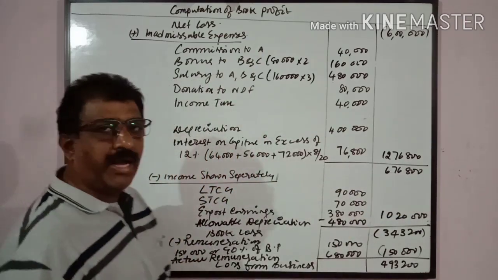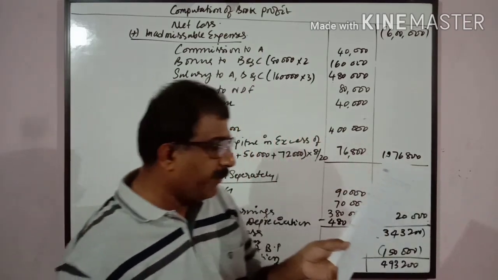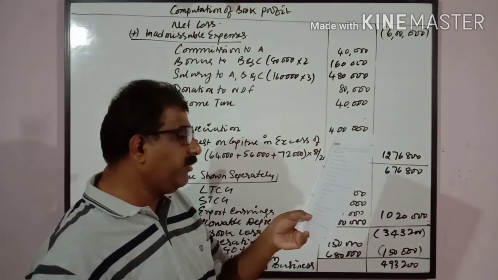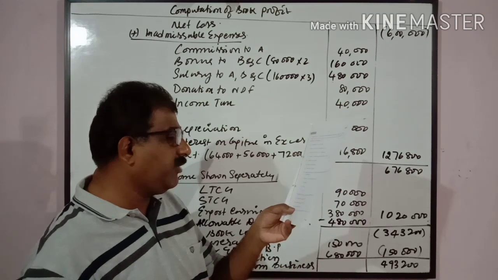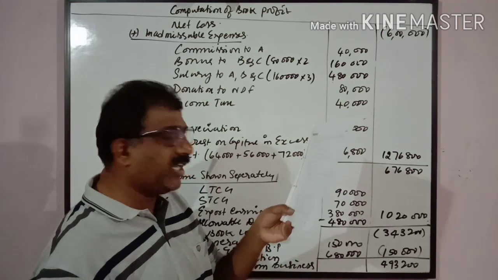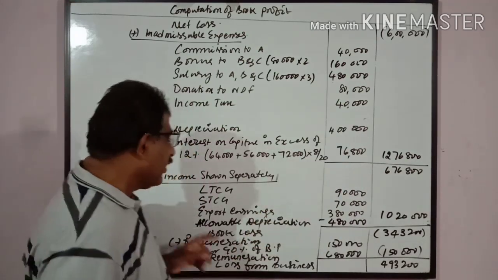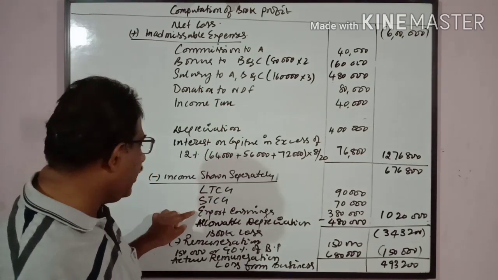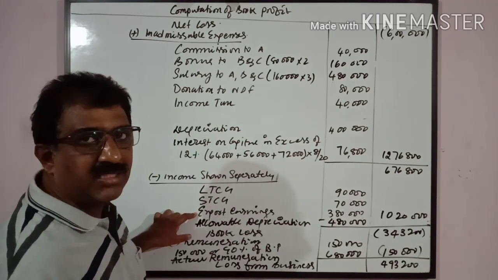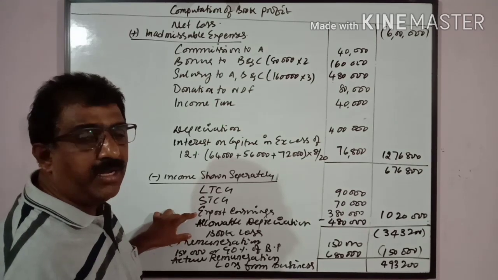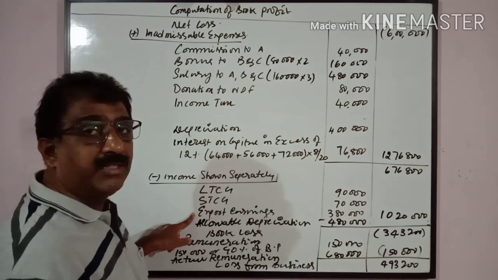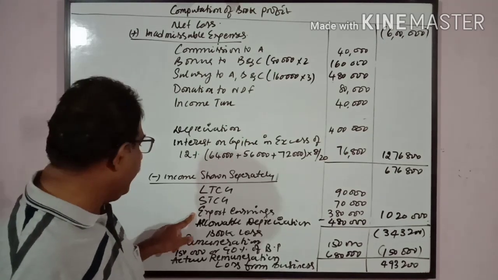Apart from that, they have also said the profit and loss account also includes the following income: long-term capital gain 90,000, short-term capital gain 70,000, export earnings 3,80,000. All these are incomes not chargeable under the head business. They are separately calculated in the total income.